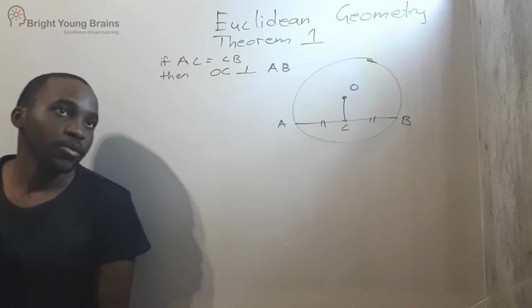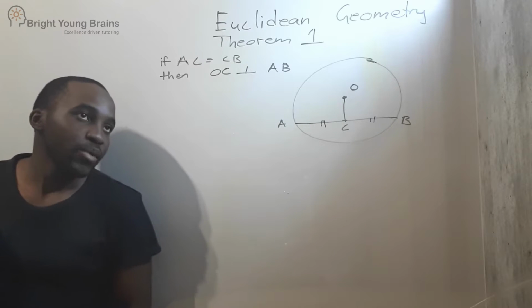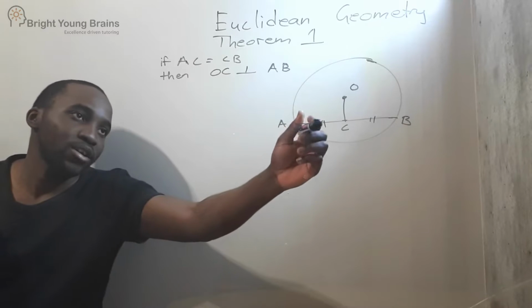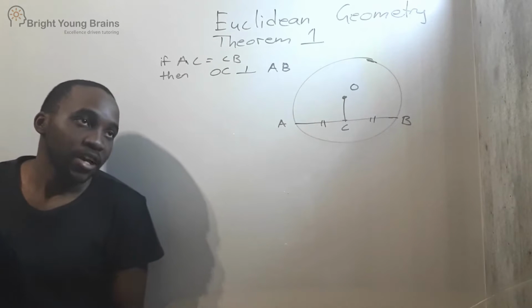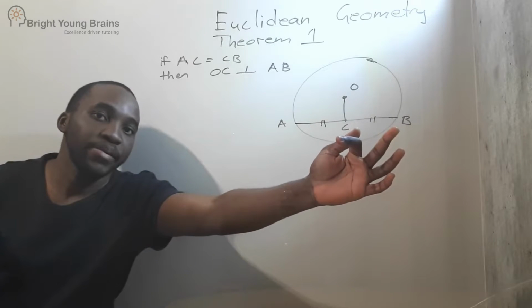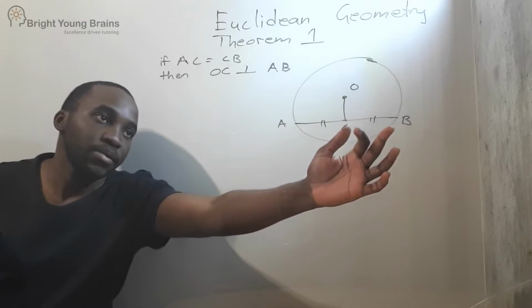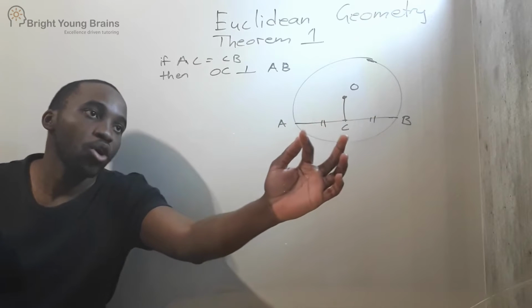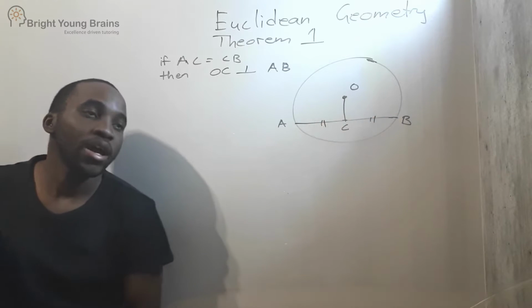So, the first thing we want to keep in mind is whenever we have a sketch that is somewhat mapped out in this manner, the first idea is as long as AC is equal to BC, then we need to keep in mind that OC will always then be perpendicular to AB.